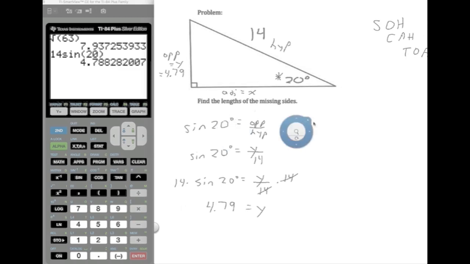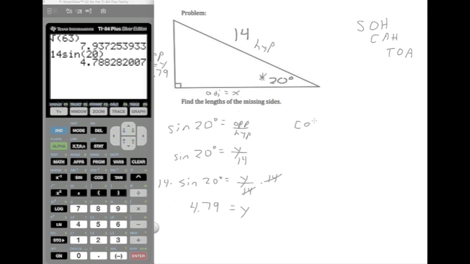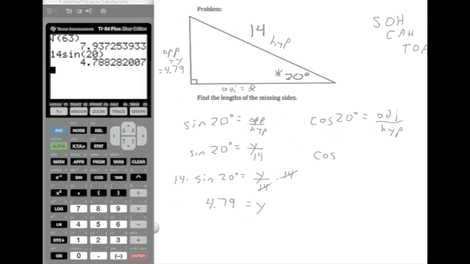Okay. And then we also have cosine 20 degrees, that's the adjacent side over the hypotenuse. By the way, what's the other way you could use to find x? Now that we know two sides, you could use the Pythagorean theorem. You can do that if you want, but our goal right now is to practice SOHCAHTOA. So I want to do it the SOHCAHTOA way so I can get practice.